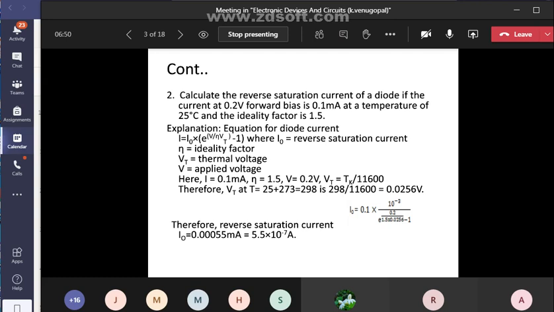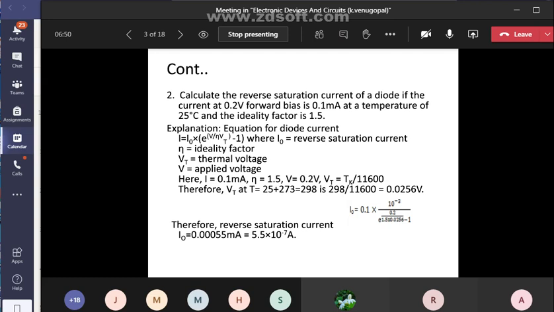Here we require the reverse saturation current I naught. From the basic equation I equal to I naught into e power V by eta Vt minus 1, we require this I naught, right? Here I equal to 0.1 milliamperes, V equal to 0.2 volts, the applied voltage, eta equal to 1.5 and Vt equal to 26 millivolts, right? From this equation we will get I naught.